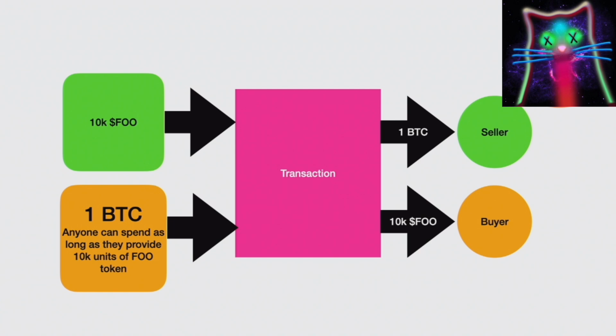We can't say, here's 1 Bitcoin, and anybody can claim this Bitcoin if they provide 10,000 units of a foo token. And the reason why this doesn't work is because we cannot validate these tokens in this Bitcoin script, right?